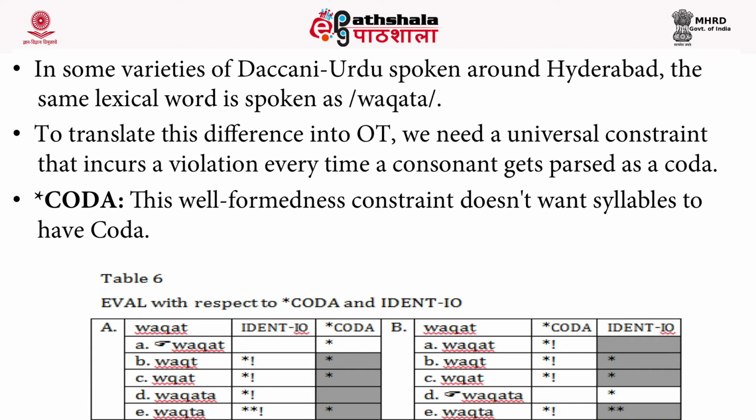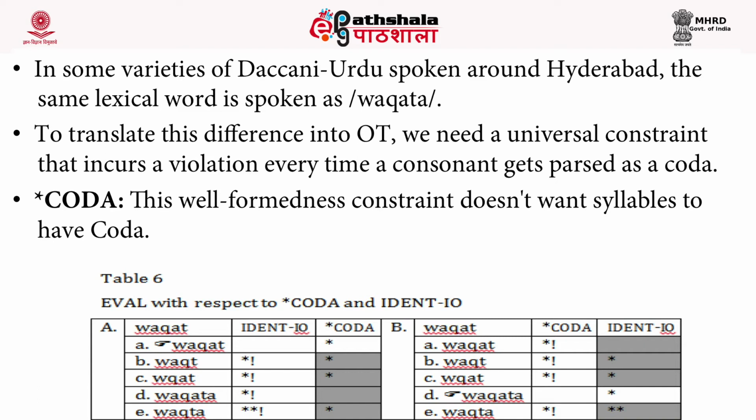But what we have seen is in Dakhani Urdu, the actual lexical word is Waqata. The output form is Waqata. Now to get Waqata, we have to position ident-IO as the lowest ranked constraint, because every time ident-IO becomes a higher ranked constraint, we could never get Waqata as the output form. So to get Waqata, we have to place no coda as a higher ranked constraint.